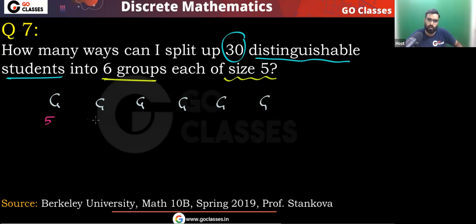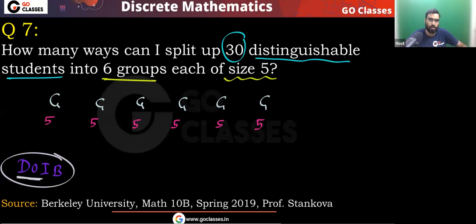In this group also you want 5, here also 5, here also 5, here also 5, here also 5, here also 5. This distribution you want. You want this distribution. Very simple. Now, this is your DOIB template. Very good. This is your DOIB template, because in the DOIB template, what do we do?